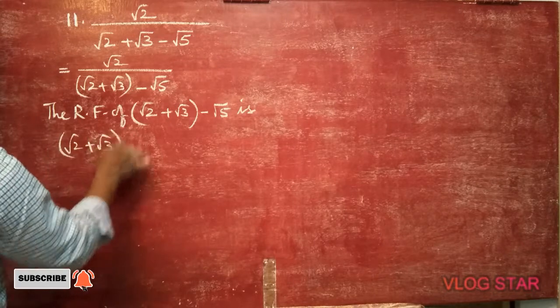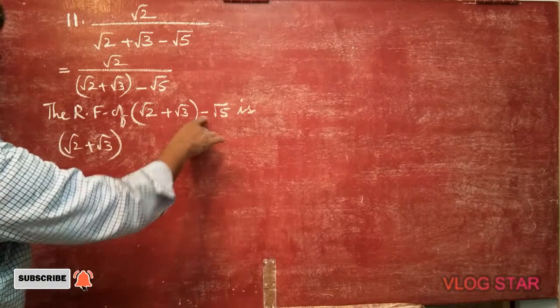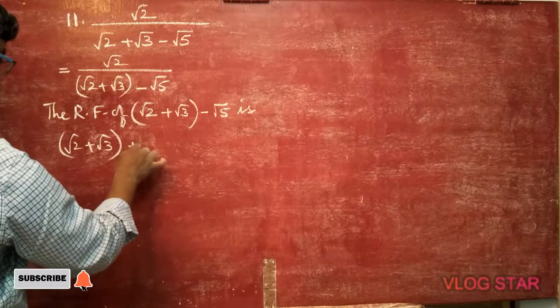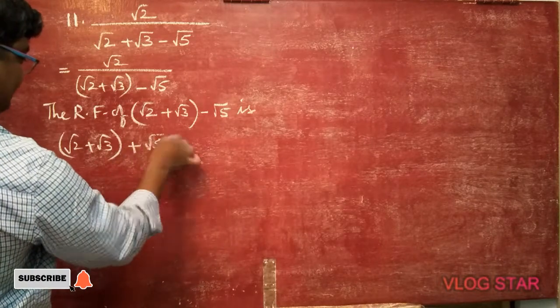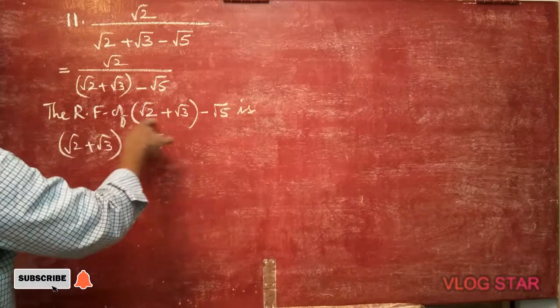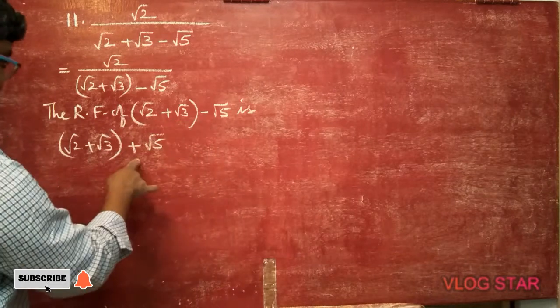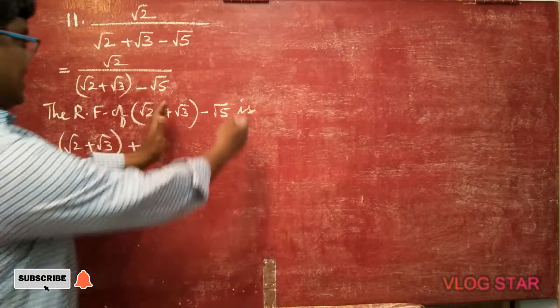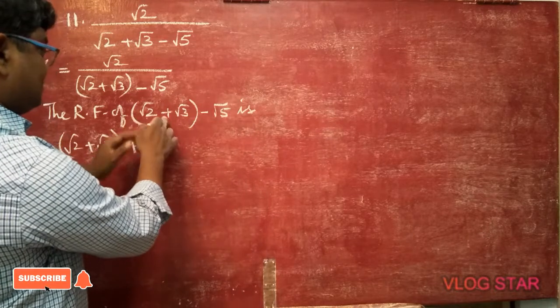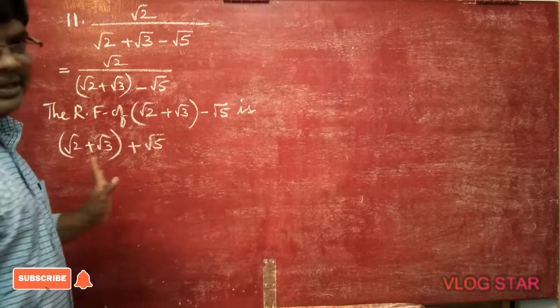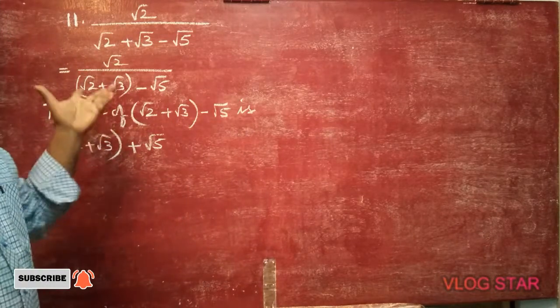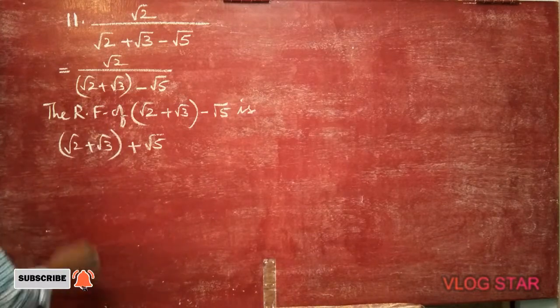Inside the bracket nothing will change. Outside the bracket minus is there, here plus will come, plus root 5. So the rationalizing factor of what? Minus will become plus. If instead I take these two as one set and this one separately, then plus will become minus. Keep in mind. You try for that one also, the same answer comes. No doubt at all.